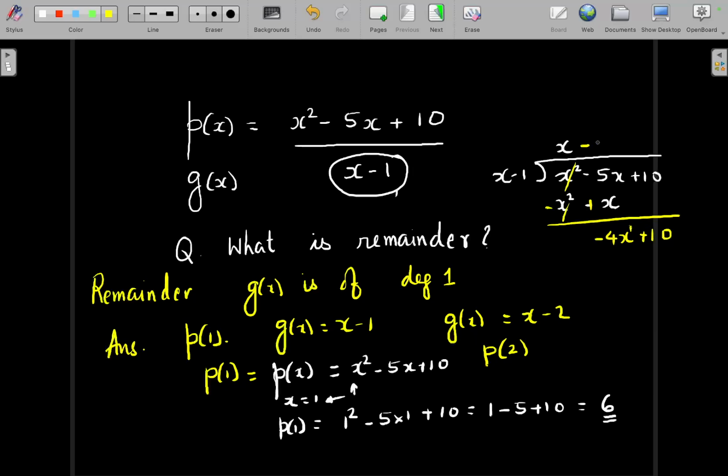So we continue, we do minus 4, and then we have minus 4x, and then we have plus 4, and then you change the signs, this becomes plus, this becomes minus, this gets cancelled, and there you go, 10 minus 4 is equal to 6, and the answer is right. So this definitely is a very cool way to get the remainder, very fast, and that is precisely the remainder theorem.